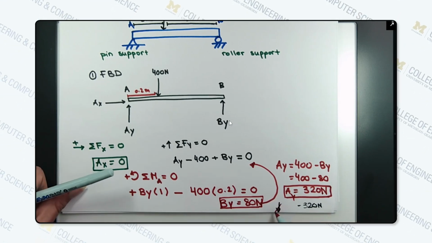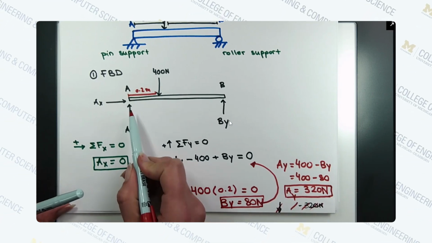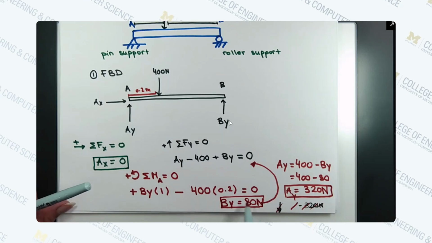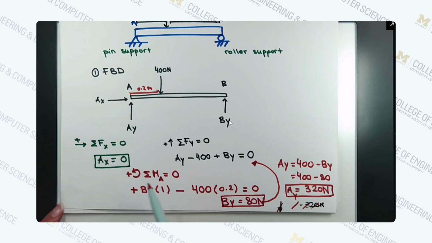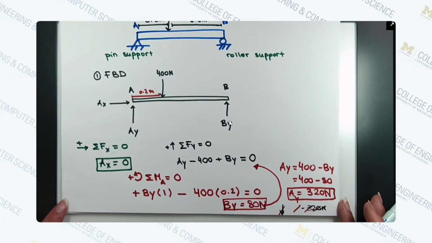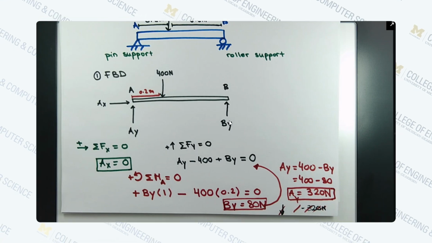But in our example, AY is positive, so our assumed direction was correct. BY was also positive, so our assumed direction was correct. And AX, well, is 0, so it doesn't matter about the direction. And that is how we find the forces at the supports.